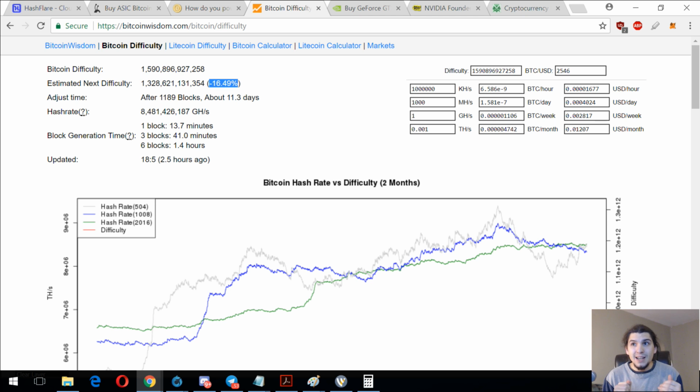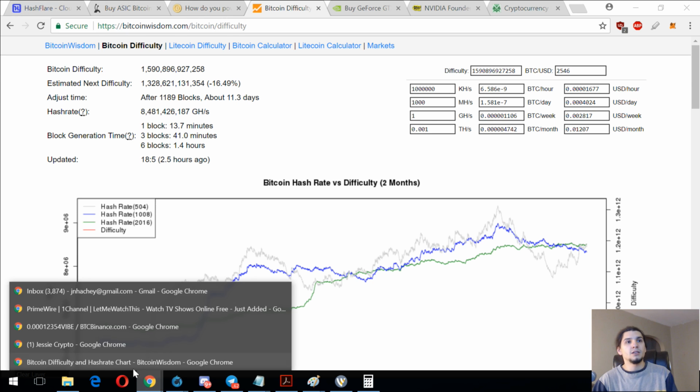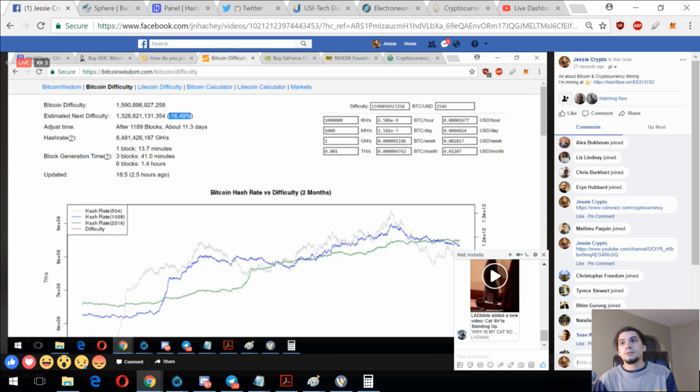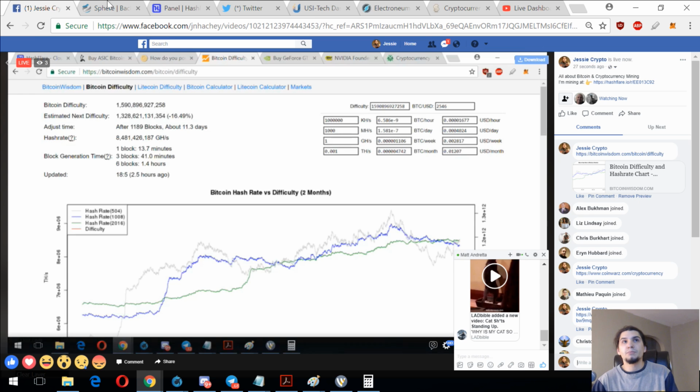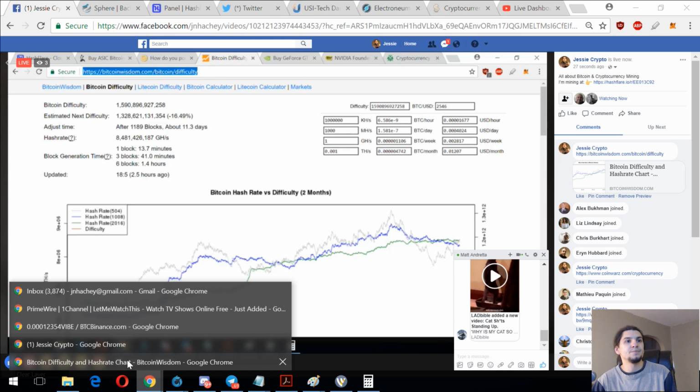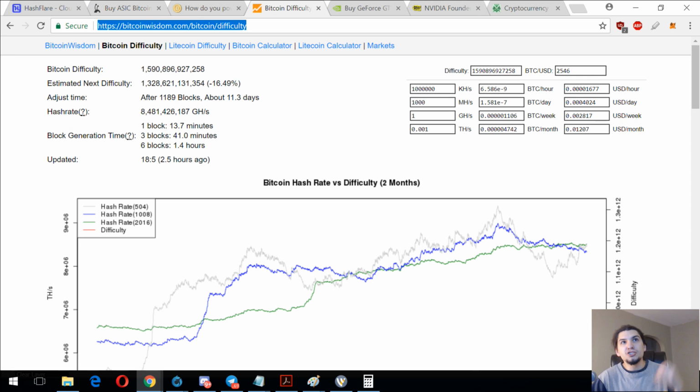And your earnings would be expected to increase by about 16.5% as well, until more competition returns to Bitcoin mining. So difficulty is a very important thing. This website is bitcoinwisdom.com. Actually, I'll give you guys that right in the Facebook chat. Bitcoin Wisdom, that's the website I'm on. You can track difficulty here.